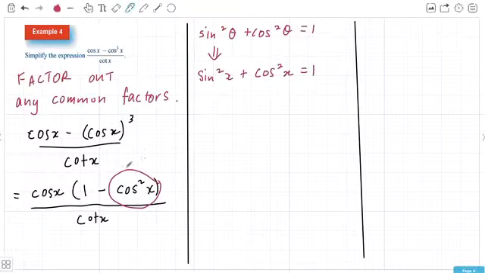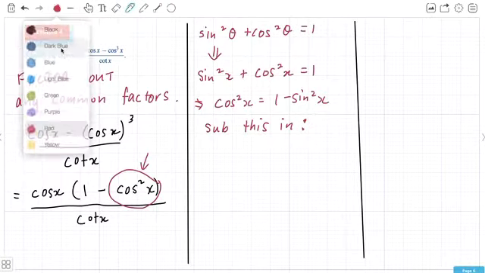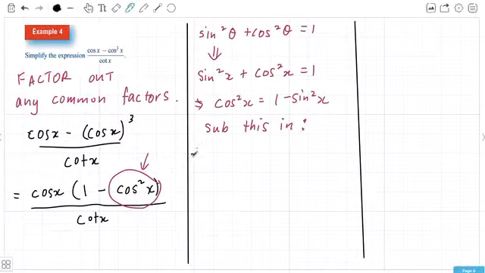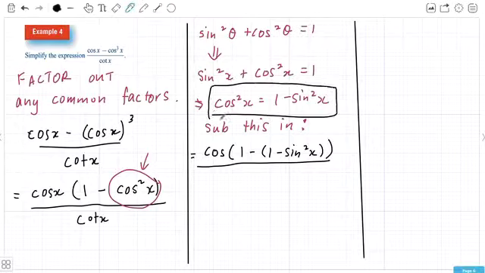Now what we'll do is rearrange so that we make the cos squared x the subject. So we can do a substitution: cos squared x equals 1 take away sine squared x. And we'll sub this in now to our expression. So let's write down our expression. We have cos of x, 1 take away, I'll put another bracket here just so I remember I have to take away what's in that bracket. So I've replaced cos squared x with this here, and we've got cot x underneath.